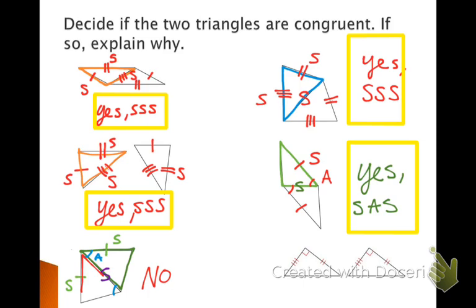All right, my last one. I have a side marked congruent to a side. I have a right angle and another right angle. Right angles both represent 90, so they are congruent to each other. And then I have a second side marked congruent to a second side. So this would be yes, because of side, angle, side. My angle was directly between my two sides in both pictures. So that was enough information to prove that my two triangles are congruent.